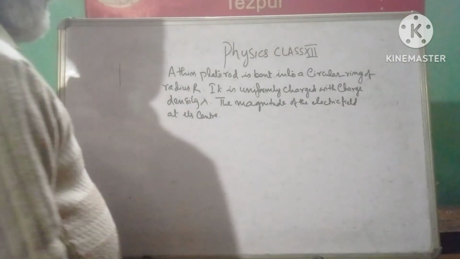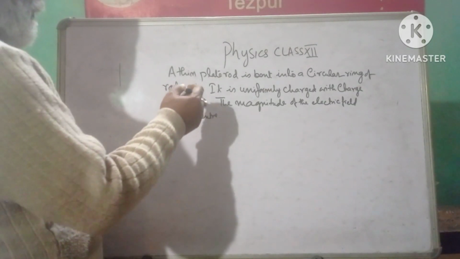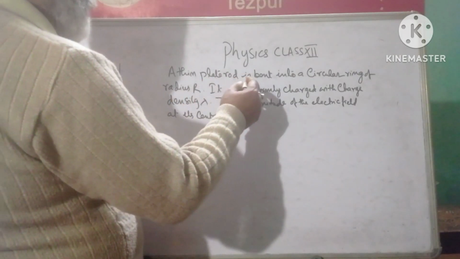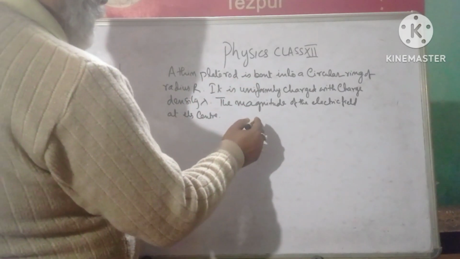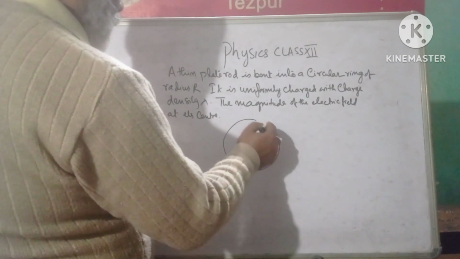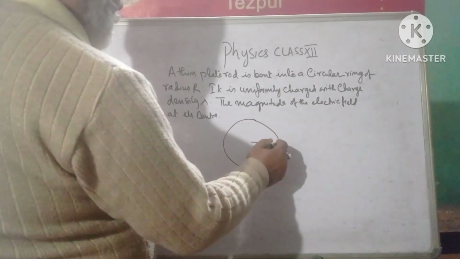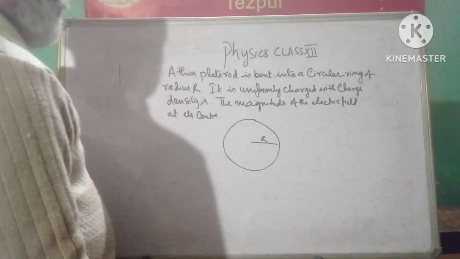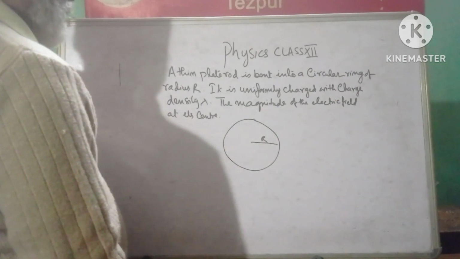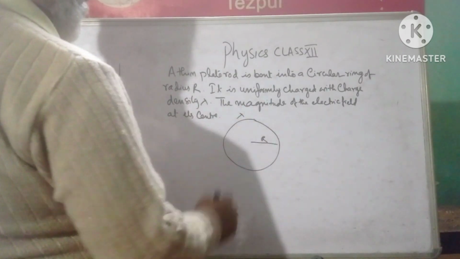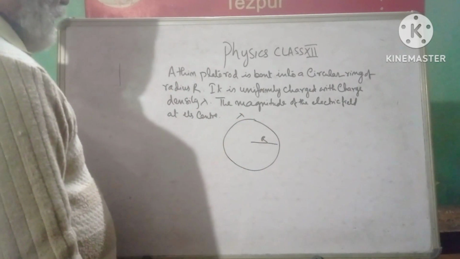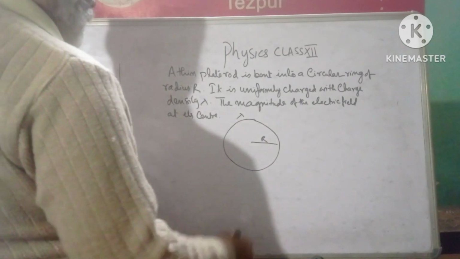This is physics for class 12. Here the question is: a thin plate rod is bent into a circular ring of radius r. It is uniformly charged with charge density lambda. What is the magnitude of the electric field at its center?